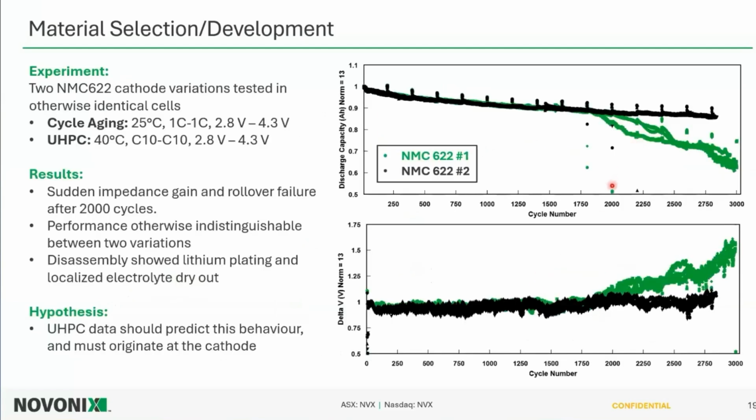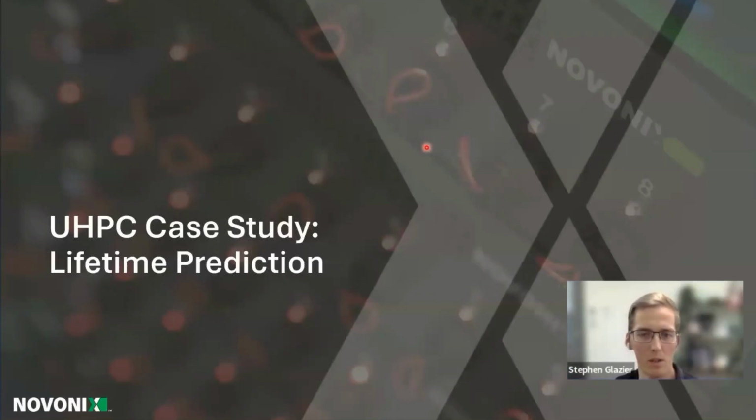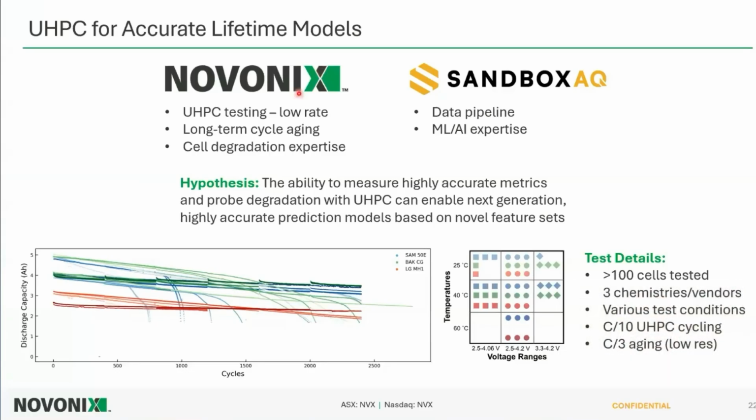Is this a useful thing to layer into things like lifetime prediction models? So I'm going to get into a lifetime prediction study that we did, which actually tried to come up with some generalizable lifetime prediction models. So we did this with a company called Sandbox AQ. We took a bunch of data that we had collected over many years and put it all in together and said, okay, let's try to use these unique UHPC metrics and get really valuable insights out of them, because we can actually use them to see very early these failure mechanisms that happen sometimes thousands of cycles out.